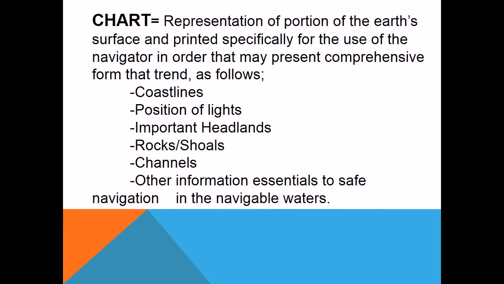Chart, a representation of a portion of the Earth's surface, printed specifically for the use of the navigator in order that it may present in comprehensive form the following: coastlines, position of lights, important headlands, rocks or shoals, channels, and other information essential to safe navigation in the navigable waters.